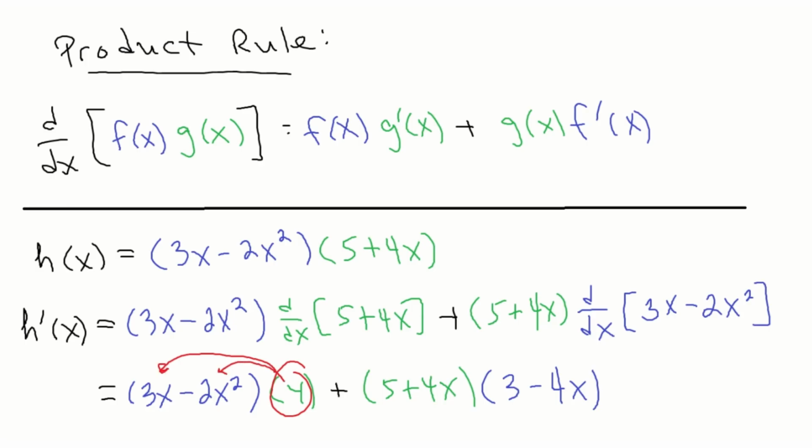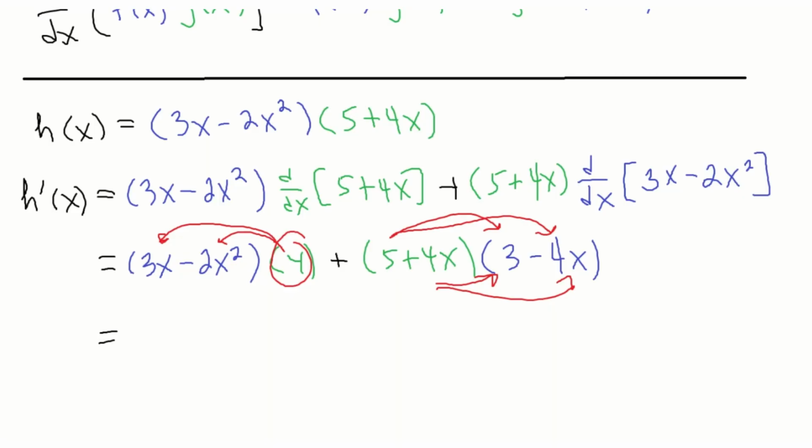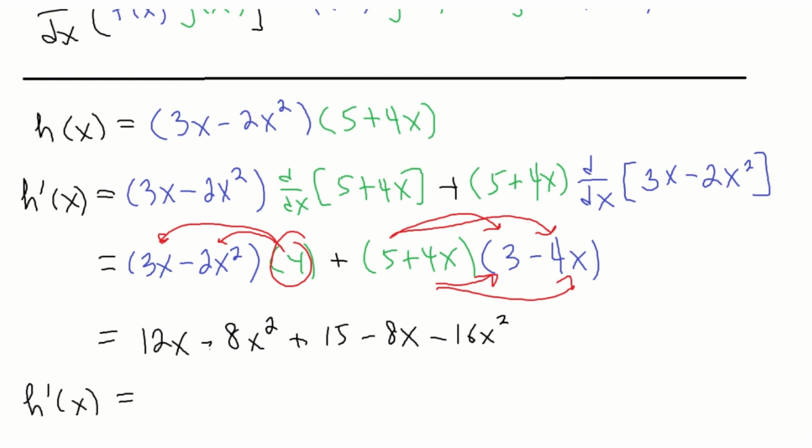Distribute the 4 and FOIL the second part. We get, and after a little combining, we get h prime of x is equal to negative 24x squared plus 4x plus 15.